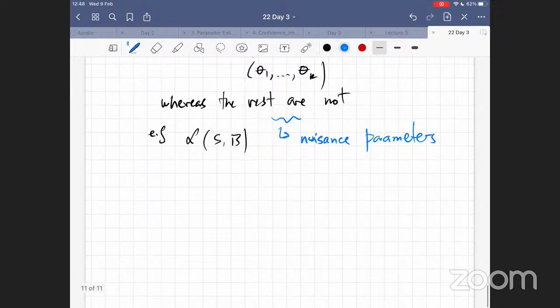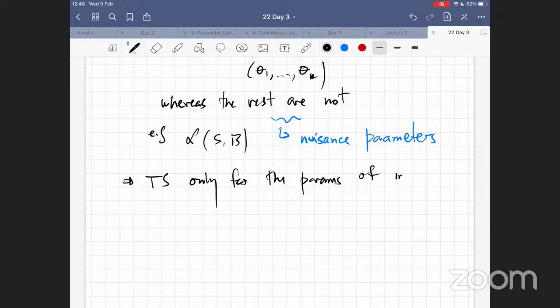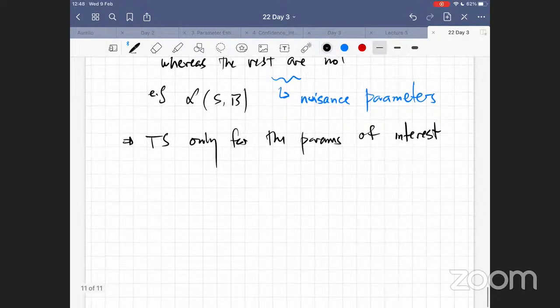Then the idea here is to create a test statistic for the parameters of interest. So we want to create a TS only for the parameters of interest. So how do you proceed? And by the way, the test statistic is going to be the likelihood ratio.